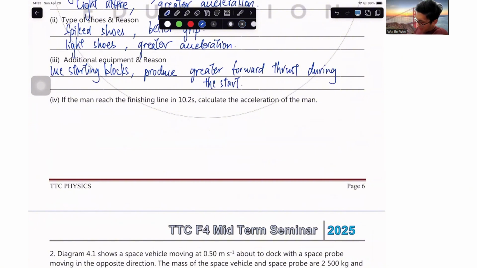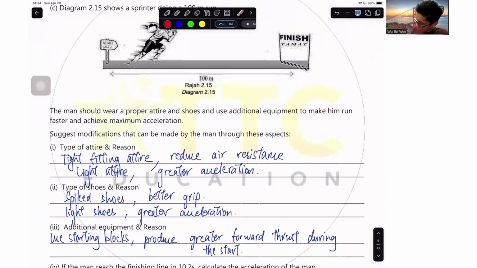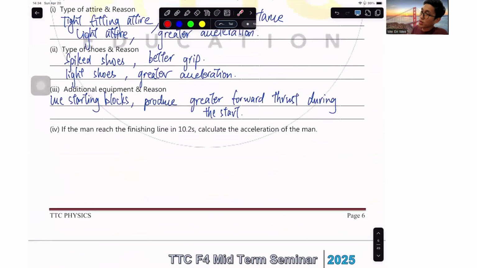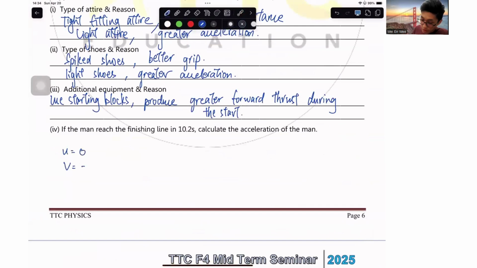Next, if the man reached the finishing line in 10.2 seconds, calculate the acceleration of the man. So, of course, if you want the acceleration, you can also use a equals v minus u over t. But then you have to check: do you have your u and v or not? You got the initial speed, which is 0. At the start, you are surely 0. So your u is 0. But you don't have your v. They never give you the final speed. So you cannot use this because they never give you the v. You have to use another SUVAT equation.